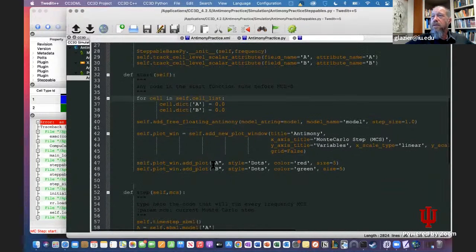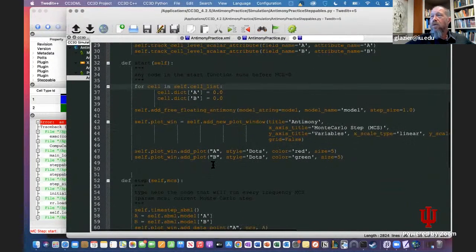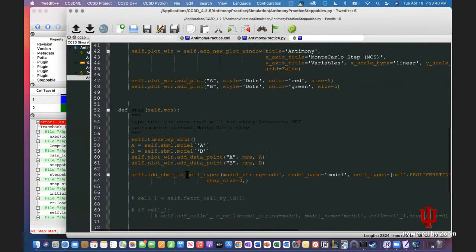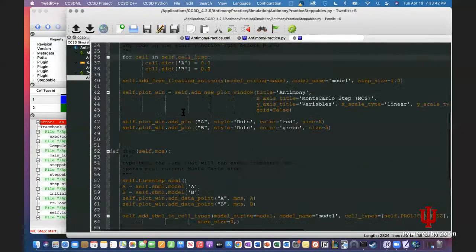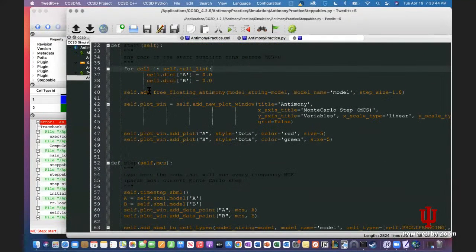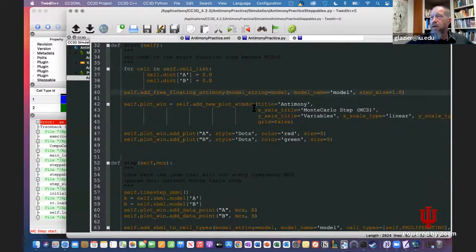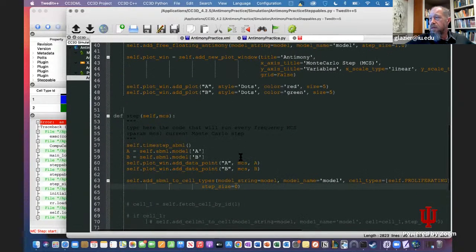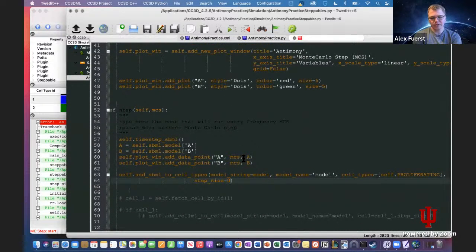Free floating. Okay, you're adding a free floating antimony model. Where are you adding the model to the cell? I did this one down here. Do I need to get rid of this? Yes, it should be all right, but let's look at the other one. You're adding the model in the step function. It's not going to like that.